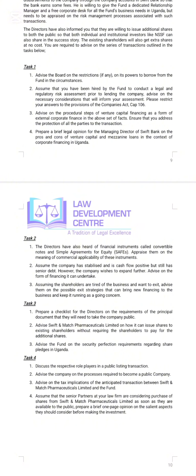Advise on the procedural steps of venture capital financing as a form of external corporate financing. Ensure that you address the protection of all parties in the transaction. So basically, for venture capital, we have from the negotiation to a draft agreement up to the time you sign what we call a venture capital agreement. It's a step from negotiation to signing a draft venture capital agreement, and then finally having a venture capital agreement, from the time you identify the possible venture capital.